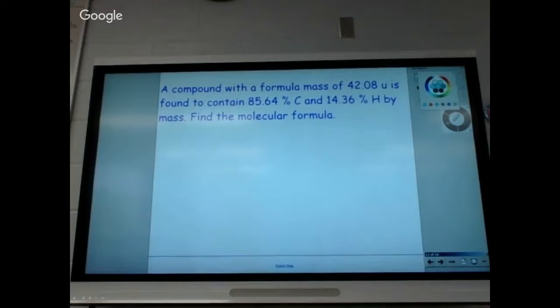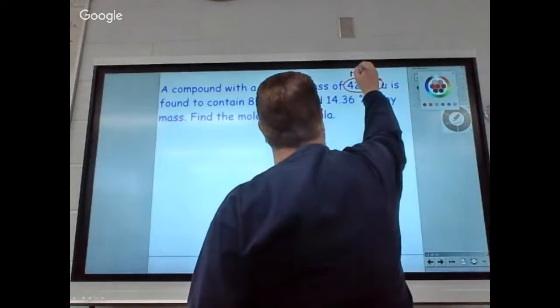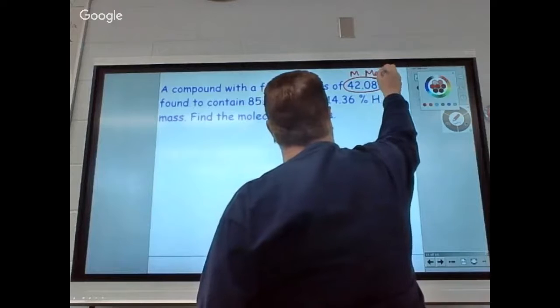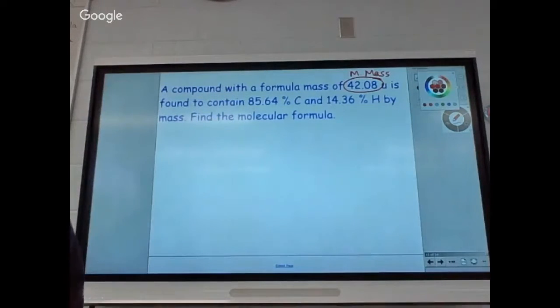All right, so if we look at this problem, do you have the 2 pieces of information you had in the last 2? What's missing? What formula? The empirical formula. Okay? You have molar mass, that's given. But you don't have the empirical formula. So what do you have to start with? You got to do the empirical formula.